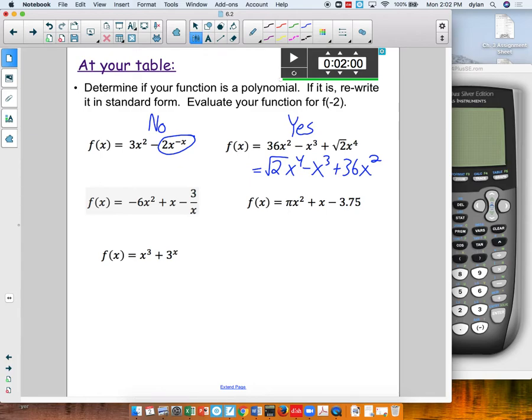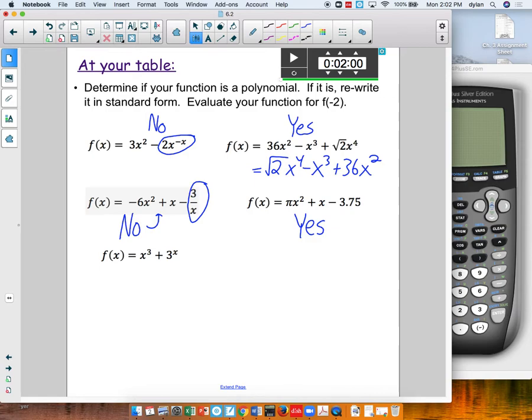Then the next one is not a polynomial, and that's right here, because x is in the denominator, which means if you moved it to the numerator, it would have a negative exponent, which is not part of the definition of a polynomial. The fourth one here is a polynomial, and it's actually already in standard form as well.